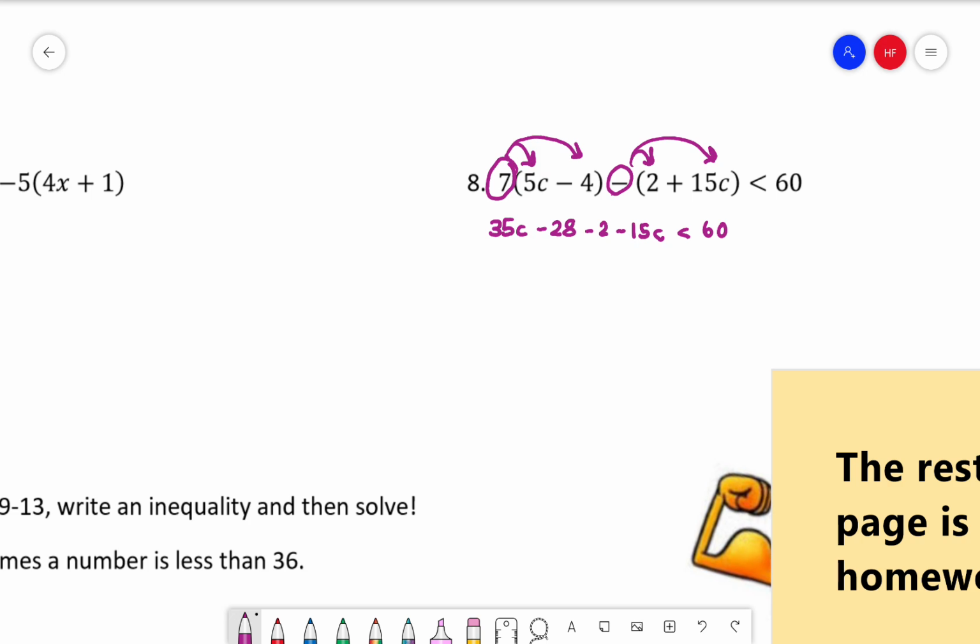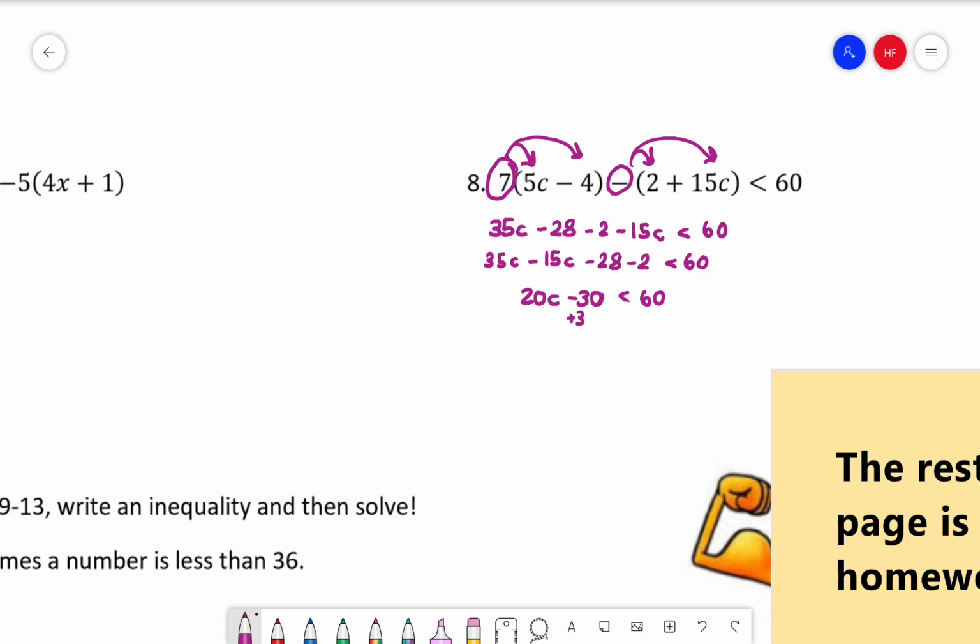Now I'm going to combine my like terms. So 35c, I'll rewrite it where they're together. Minus 15c, minus 28, minus 2, less than 60. So all I did was rewrite it where the c's are next to each other. 35c minus 15c is 20c. Negative 28 minus 2 is negative 30. And that is less than 60.